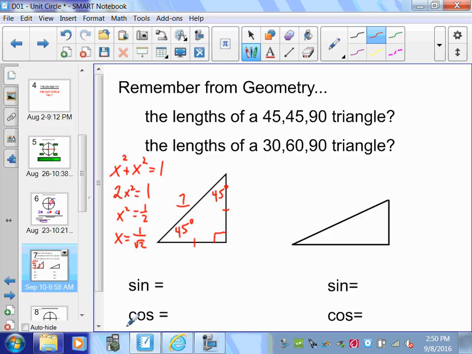But we have to rationalize. Does anyone know what 1 over root 2 is? It's root 2 over 2. So this is root 2 over 2, and this is root 2 over 2. That's basic right triangle geometry right there.